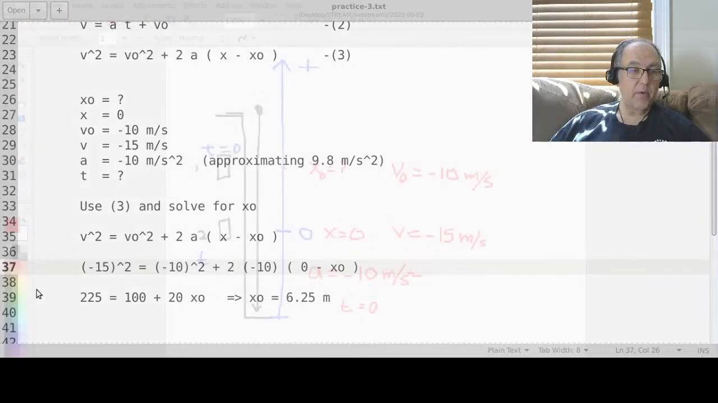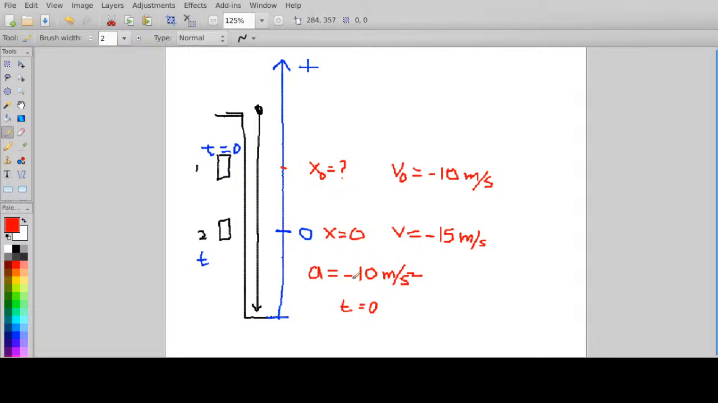Let's go back to the whiteboard and take a look at where that would be. So here, let me do this one in green. So here's our 0 on the ruler, and that's where window number 2 is. Window number 1, that's where x naught is, and we found that x naught was 6.25 meters, like that. 6.25 meters, and that answers the question because window number 1 must be 6.25 meters above window number 2. Okay, so there we go. That's question A answered.